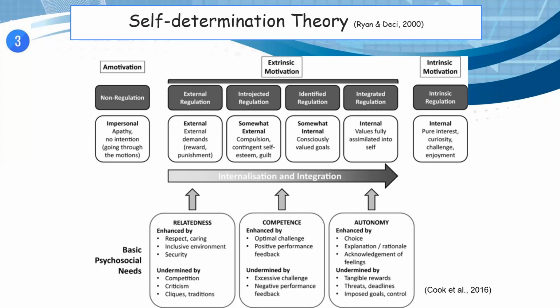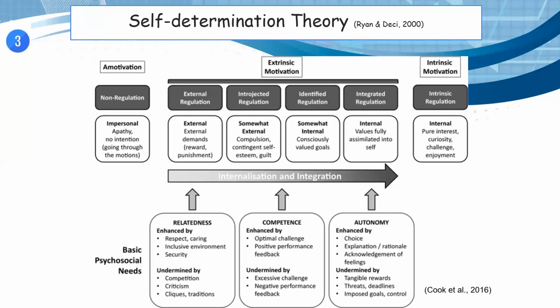This is a state where an individual is apathetic towards a task. An individual is not behaving with intention, is not making choices, is not behaving with volition. The individual is simply going through the motions. Next, we have external regulation, where an individual's actions are being regulated by external factors such as the offer of reward or the threat of punishment.